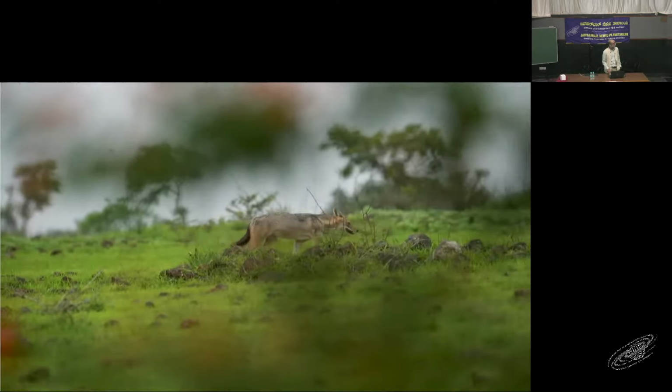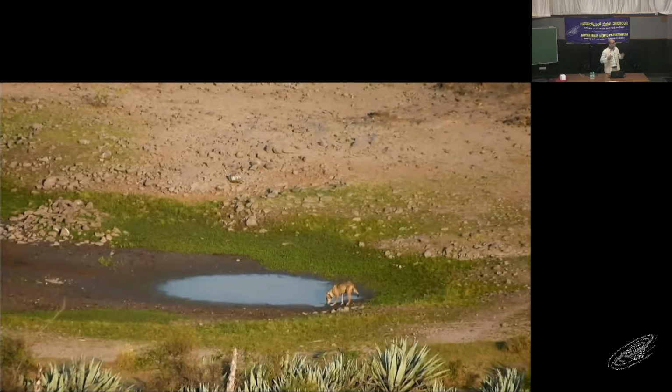And all of these species are now learning to adapt to human-modified landscapes. They're using whatever resources are available in these places, and they're adapting to us, to our environment, to the changed reality of these times.